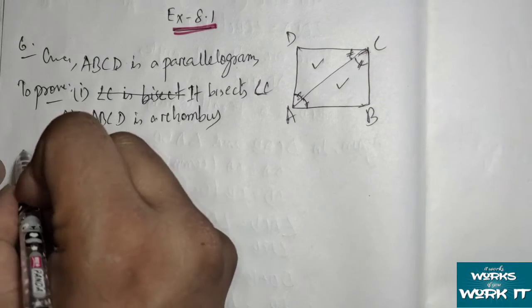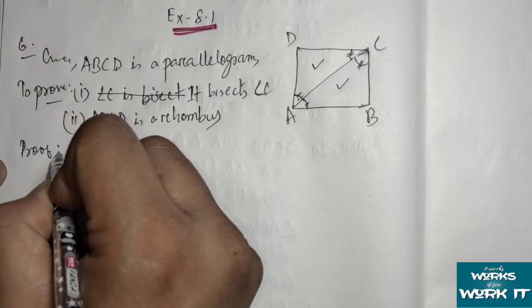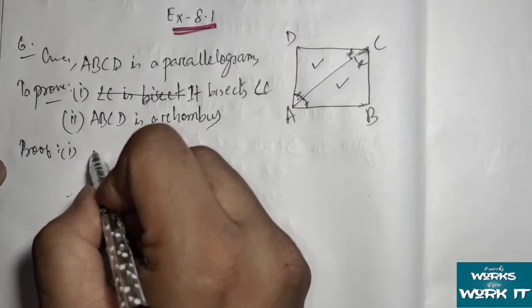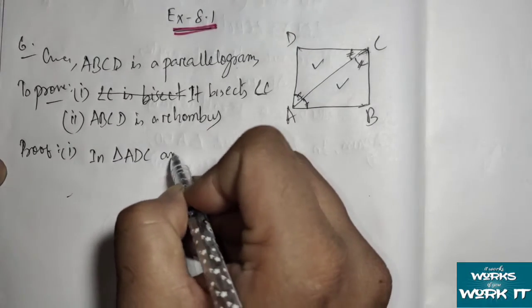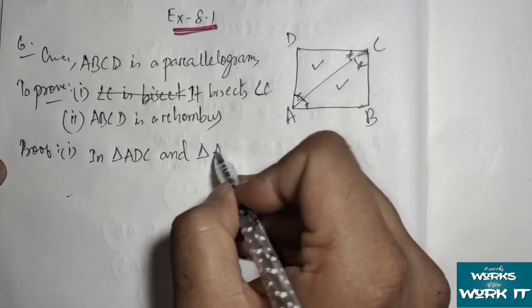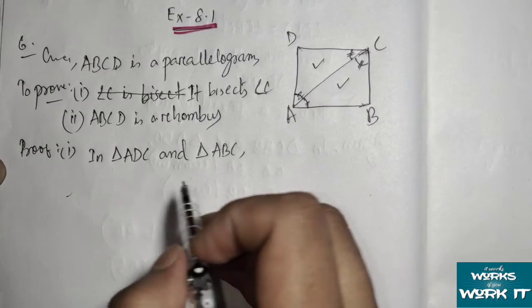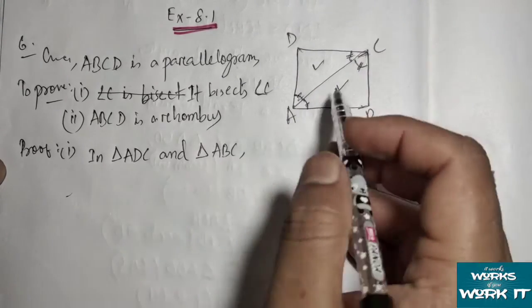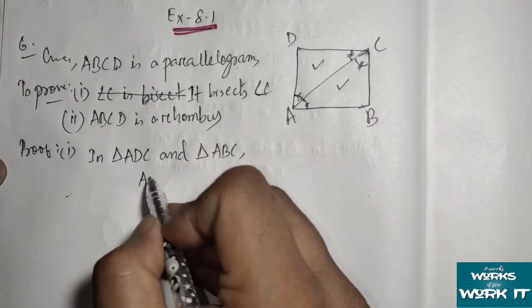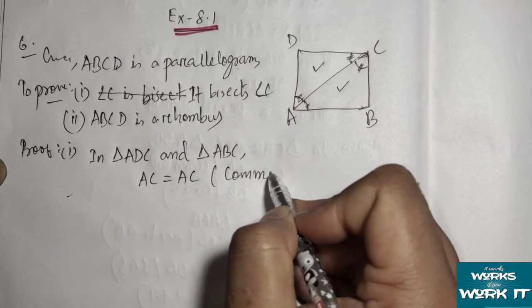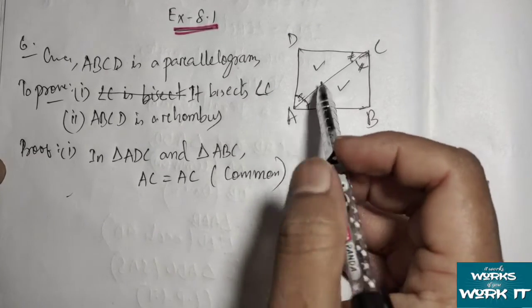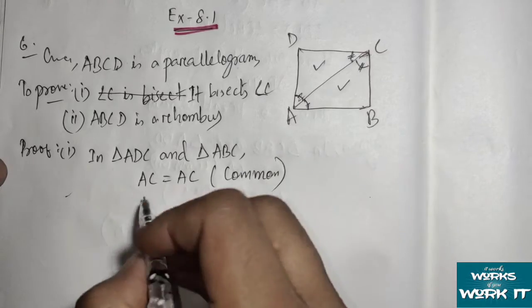So here, for proving this, I will take triangle ADC and triangle ABC. Here we can write the three equal things. AC is equal to AC, they are common. Next we can write AD is equal to BC.